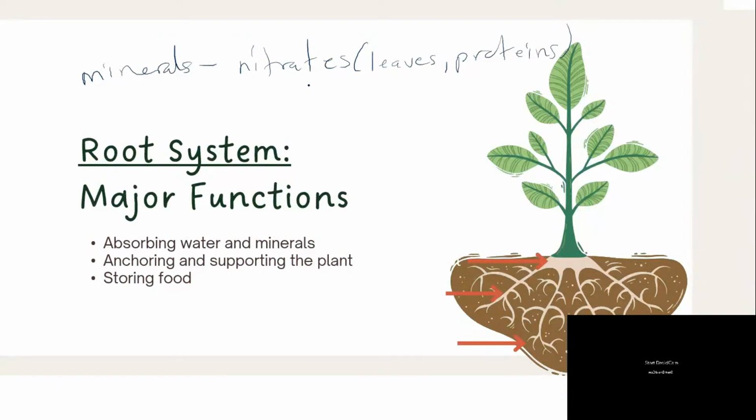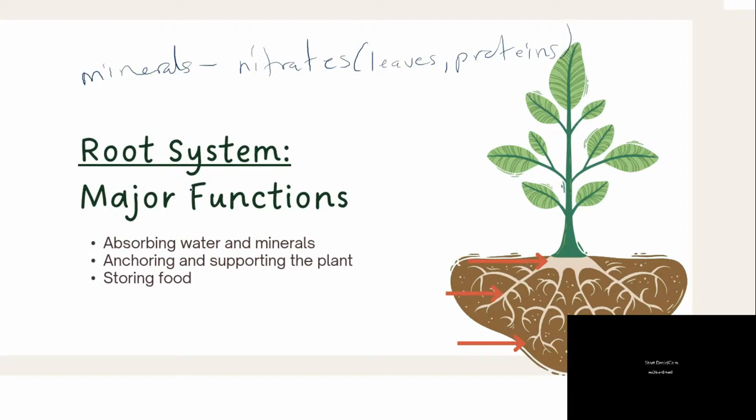Should nitrates lack in the soil, you will notice that the leaves start to turn yellow, which is a process called chlorosis. We'll talk about this in another video on plant nutrition.